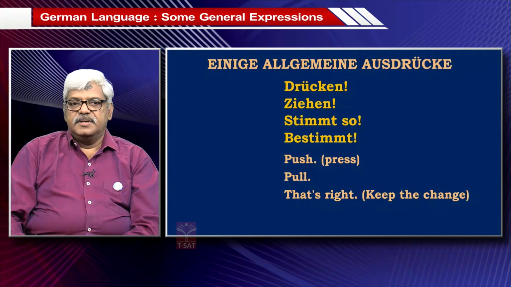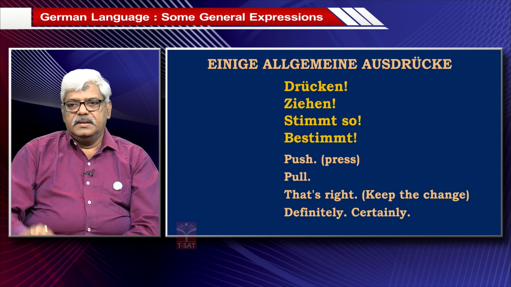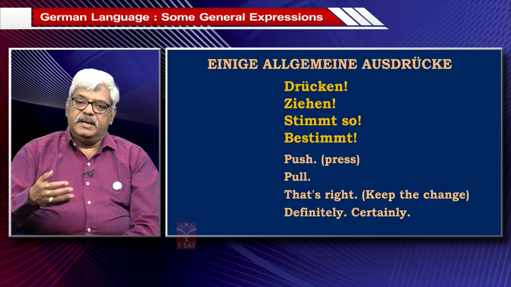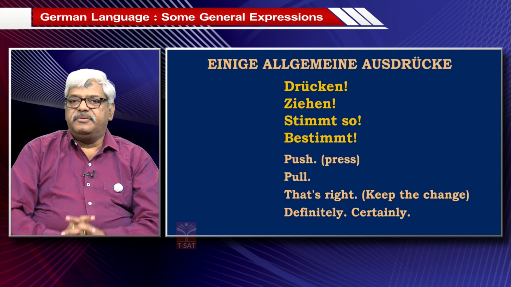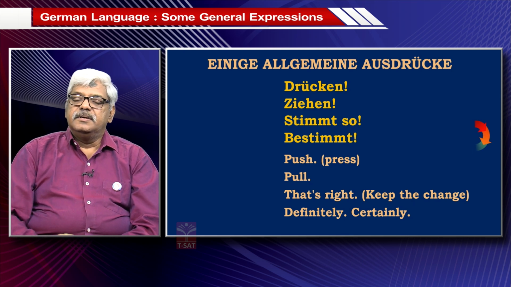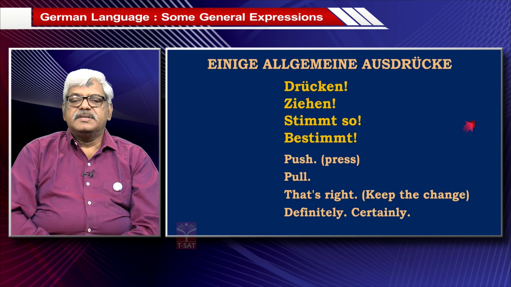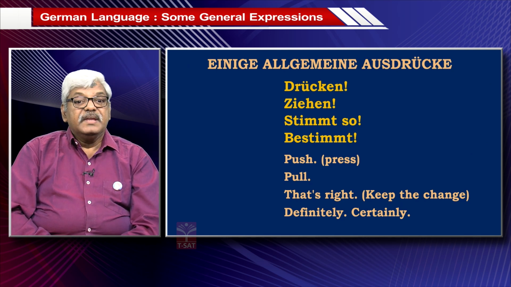And next expression I have chosen is bestimmt. Bestimmt, meaning definitely or certainly. So, for example, you're talking and you want to confirm something over there, that it is a definite thing or it is a certain thing, then you can use this expression, bestimmt. So all of them once again, drücken, ziehen, stimmt so, bestimmt.